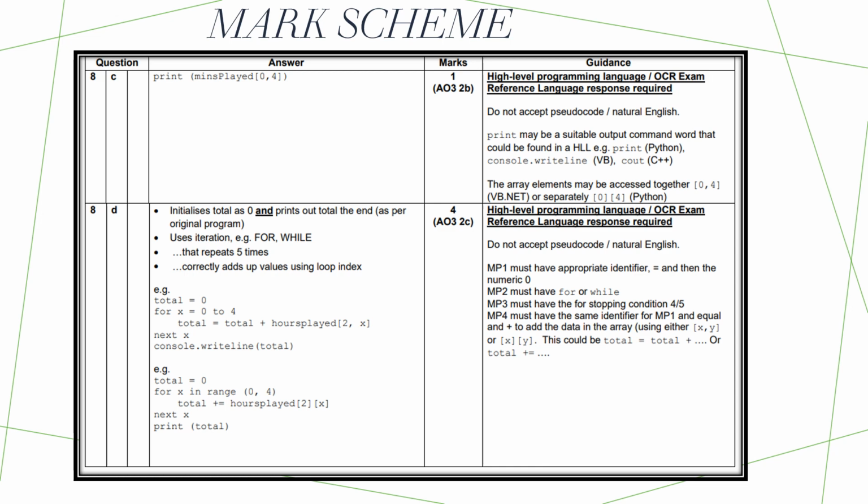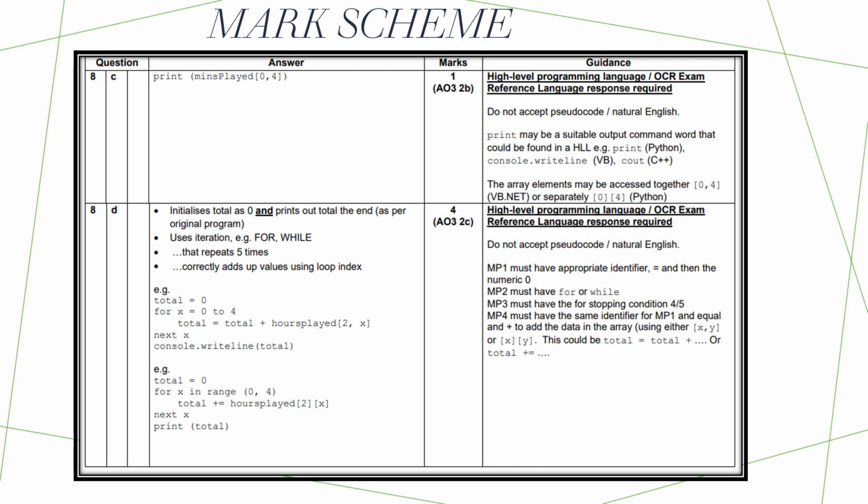Okay, so the mark scheme for 8C just says print mins played 0, 4. So that should have been fairly easy to do when looking at the example. The next one, there's a variety of different options you can do really, but in theory you should just be using a for loop. I actually prefer the second example where it says for x in range 0 to 4 because that's the easiest way of doing it, and when it's something that is very similar to Python.